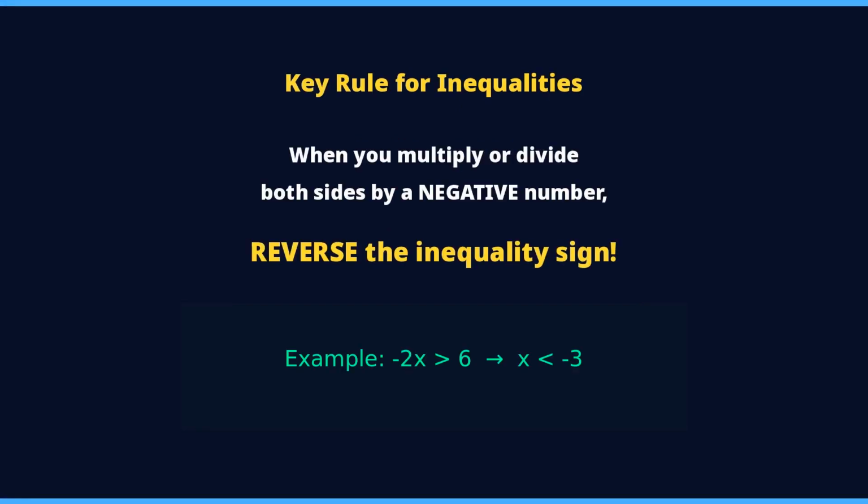Here is the most important rule. When you multiply or divide both sides of an inequality by a negative number, you must reverse the inequality sign. For example, if negative 2x is greater than 6, then x is less than negative 3.